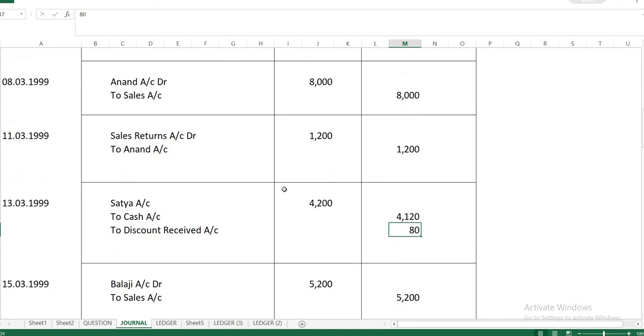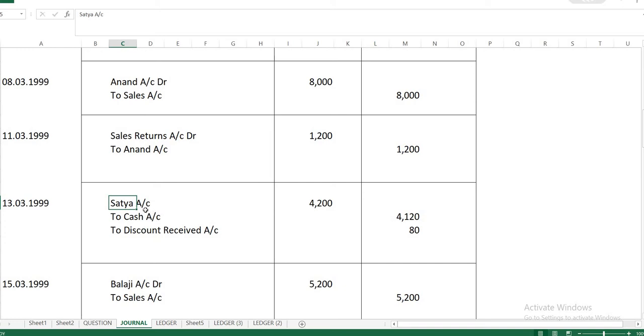Now it is not getting over with that only. In cash account we have to put by Satya. In discount received we have to prepare by Satya. In cash account we have to post it as by Satya, and in discount received again we have to post as by Satya. So let us finish first by Satya account in cash account.